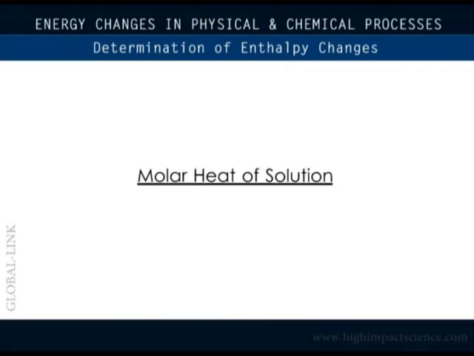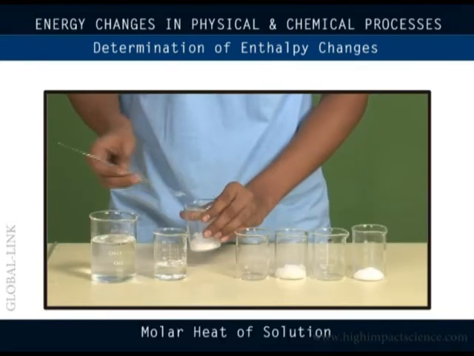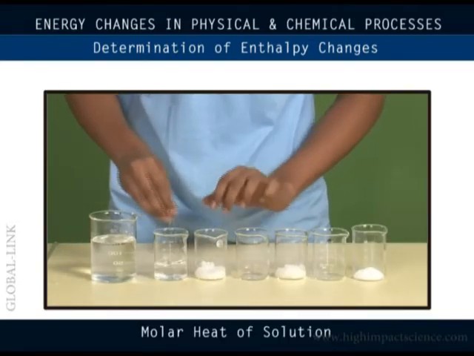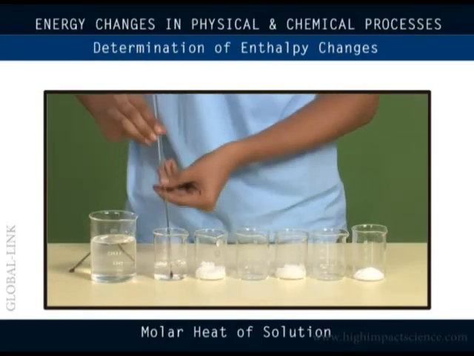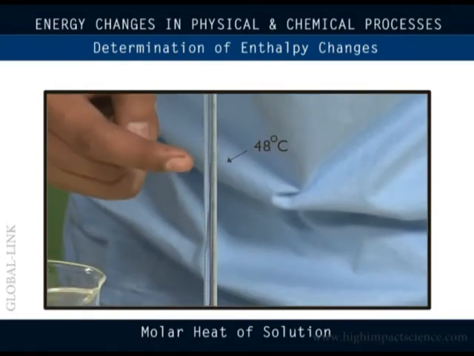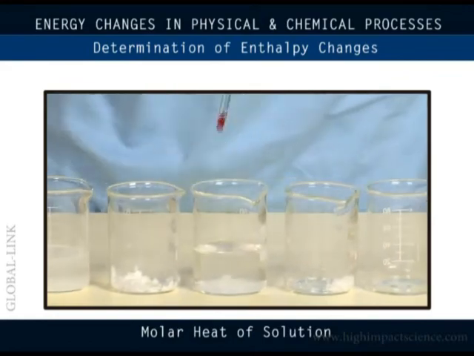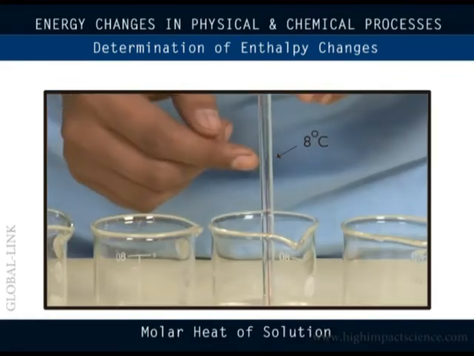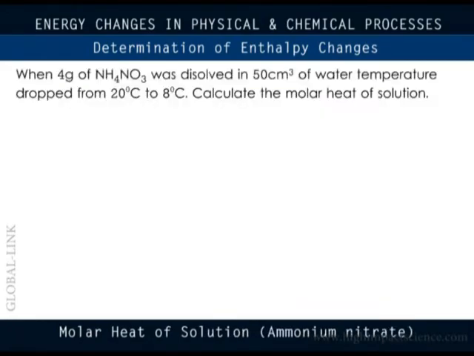Next, we look at the molar heat of solution. We saw that when salts dissolved in water, a change in temperature occurred. We can calculate the molar heat of solution for ammonium nitrate. Let's say 4 grams of ammonium nitrate dissolved in 50 cubic centimeters of water. Temperature dropped from 20 degrees Celsius to 8 degrees Celsius.